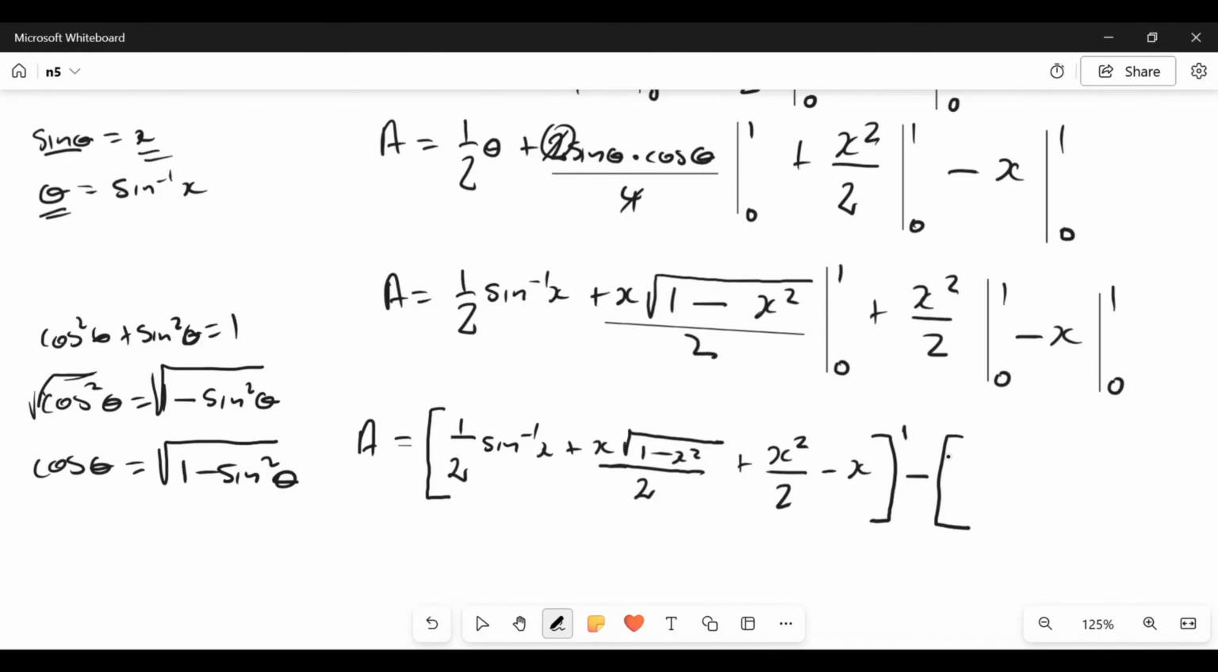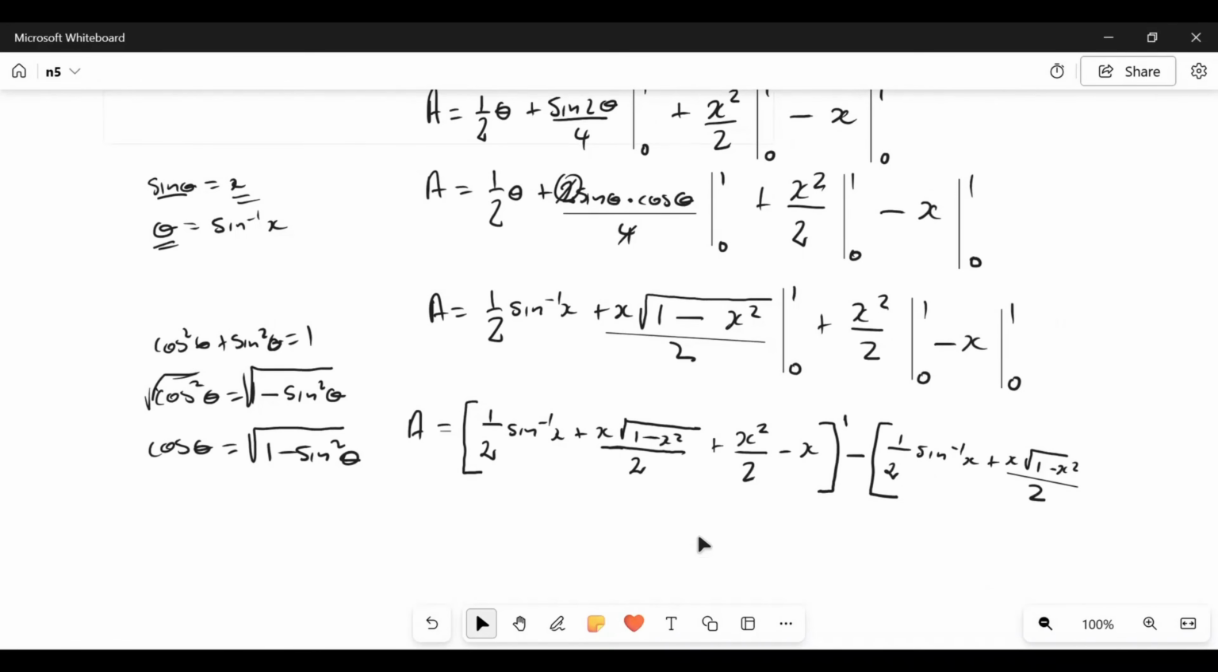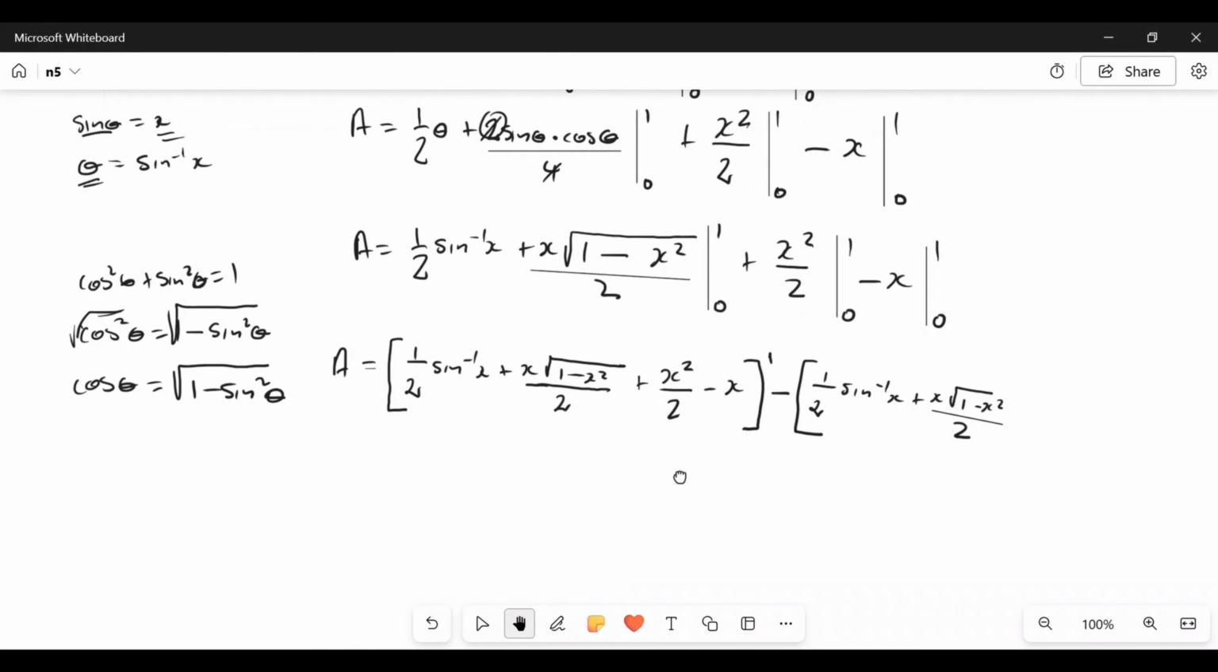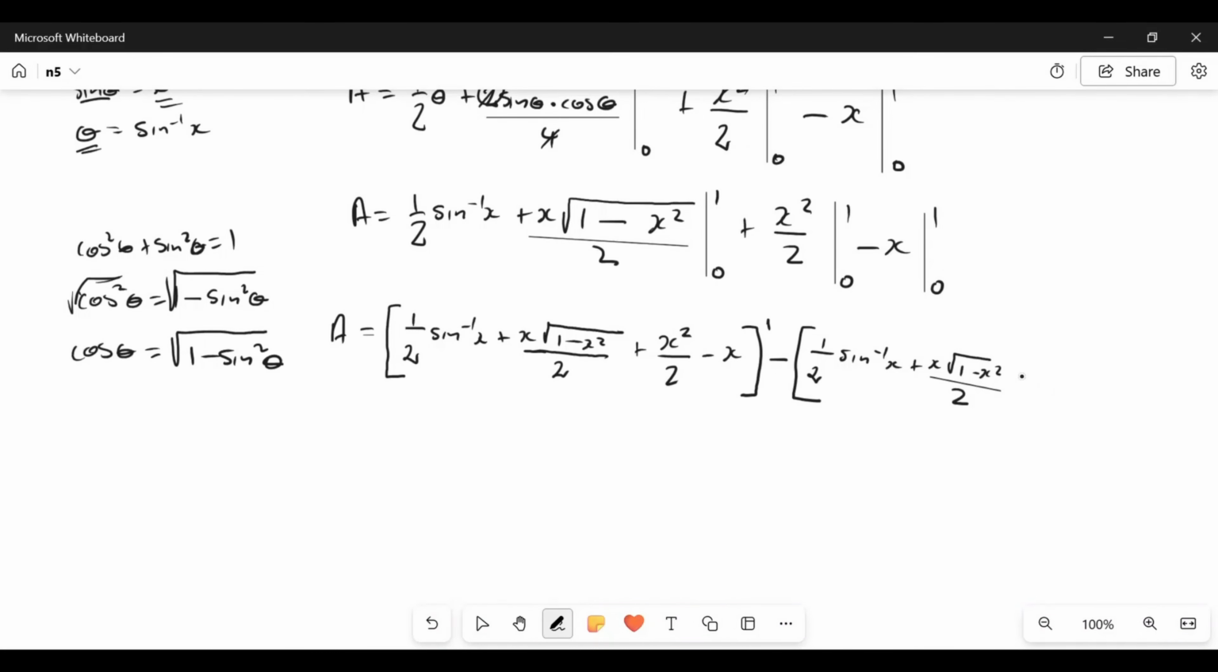Again, these are definite integrals, guys. So please remember, from N4, this is how we do it. So we have half, we have arc sine x plus x root 1 minus x squared, all this divided by 2. Let me create a little bit of space here. In fact, let me zoom down. I hope you can see, guys. There we go. And then we have plus x squared divided by 2 minus x.